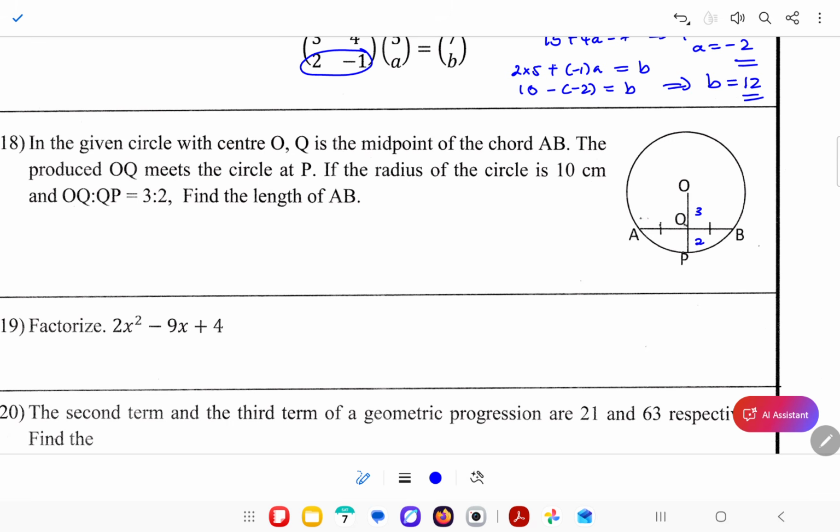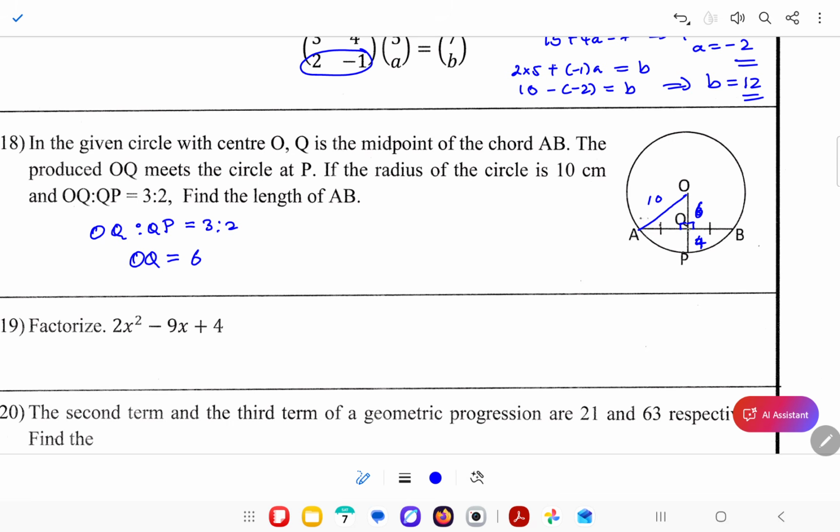So OP is what? The perpendicular bisector of AB. So these angles are 90. Then let me create this right angle triangle. So OA we know is a radius, so that is 10. OP is also a radius, and this ratio is given. So OQ to QP is 3 to 2. That means OQ length is what? 6, no? So this length is 6. QP length is 4. Right.